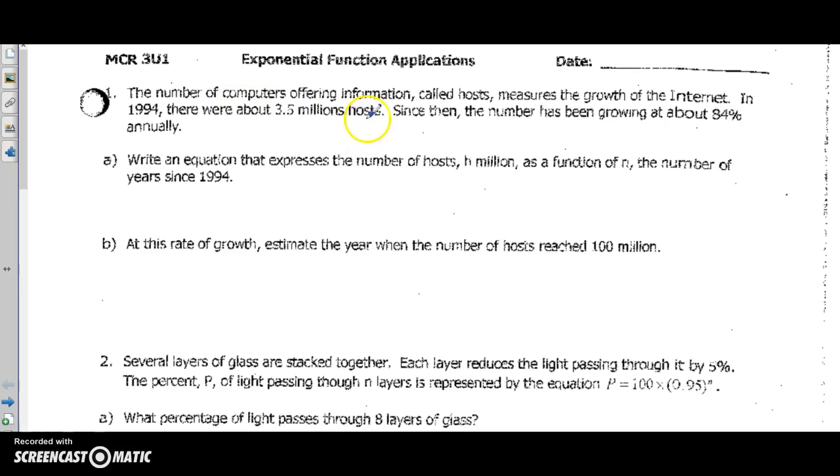You have a bunch of computers called hosts that measure the growth of the internet. In 94, there are 3.5 million hosts. Since then, the number has been growing at 84% annually.